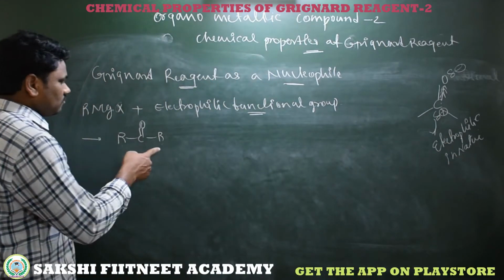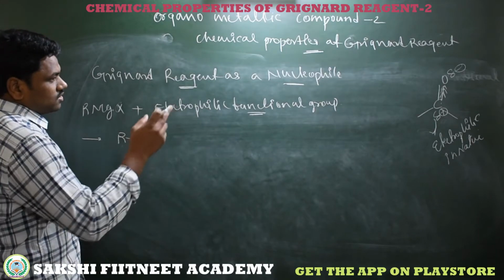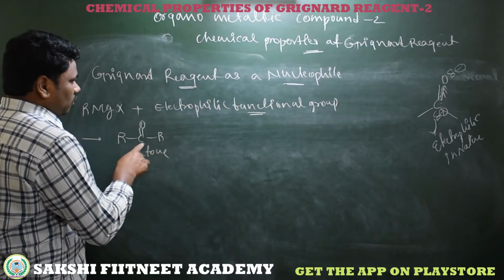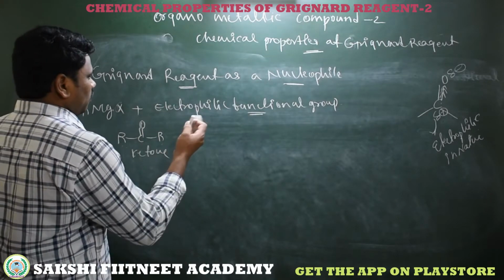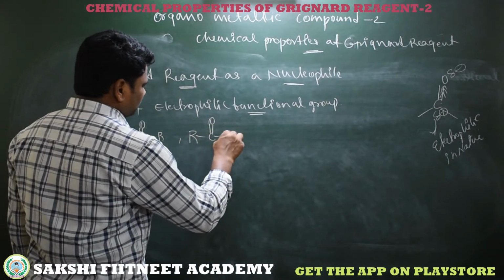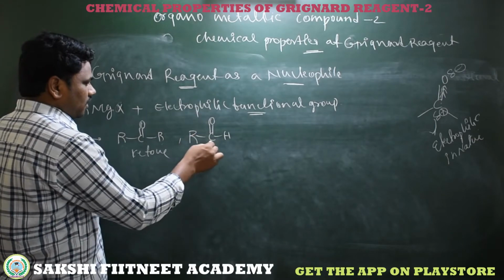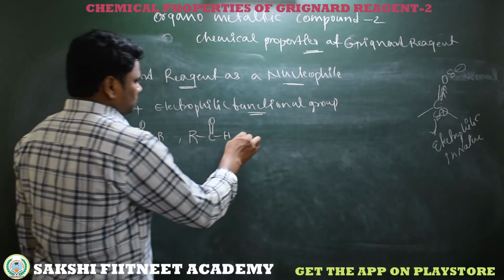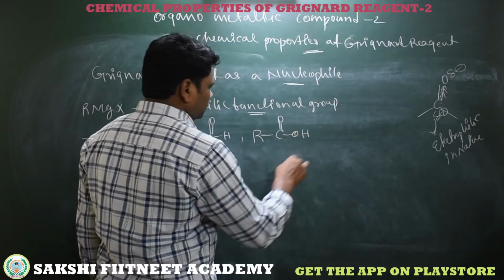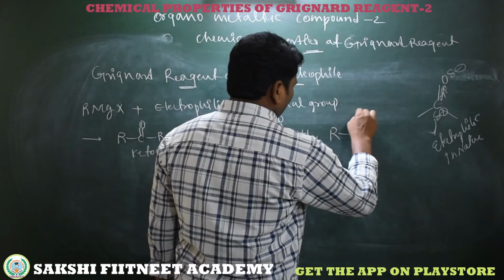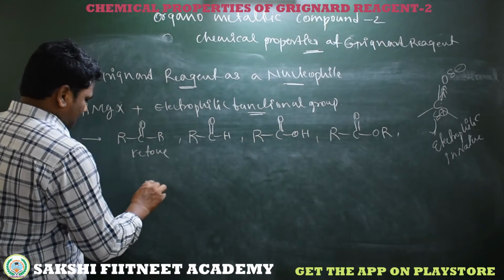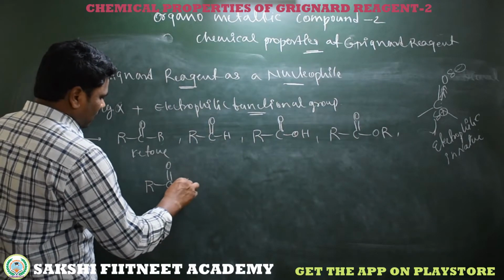So which functional groups consist of this carbonyl group? Like a ketone. With the ketone, Grignard reagent acts as a nucleophile. What about here? We have an aldehyde. Aldehyde also has a carbonyl part which is an electrophilic carbon. In the same way we have R C double bond OH, carboxylic acid. Here we have an ester, and here we have an acid halide.